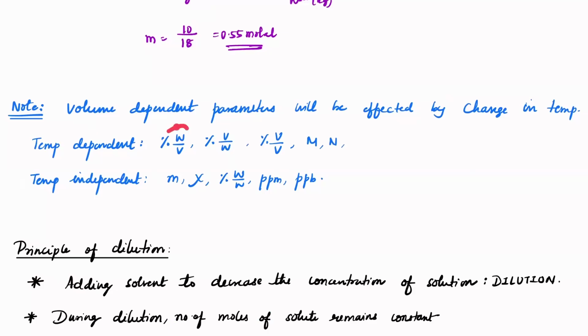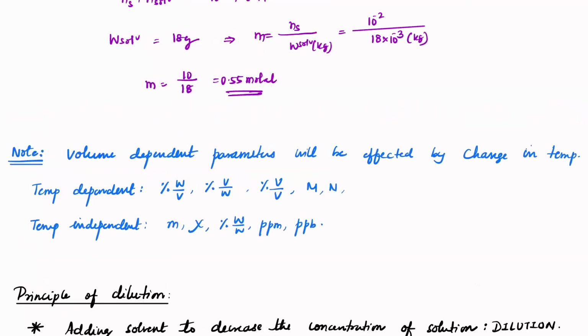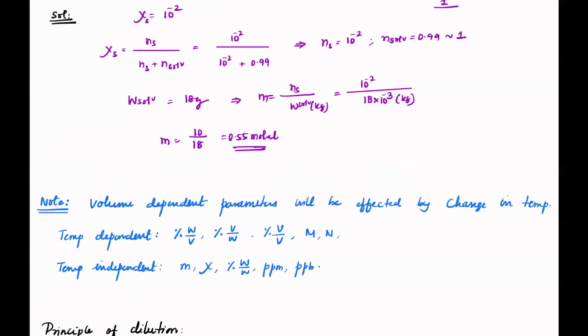For example, molarity and normality are volume dependent. Going ahead, we learn that these are all volume dependent parameters. Now, temperature independent means irrespective of whatever temperature you operate at, their concentration does not change. For example, molality, mole fraction, percentage weight by weight, ppm, ppb, and so on. They are temperature independent. Okay. Guys, any doubt here?